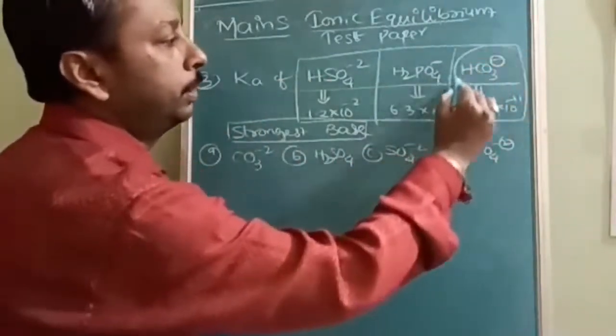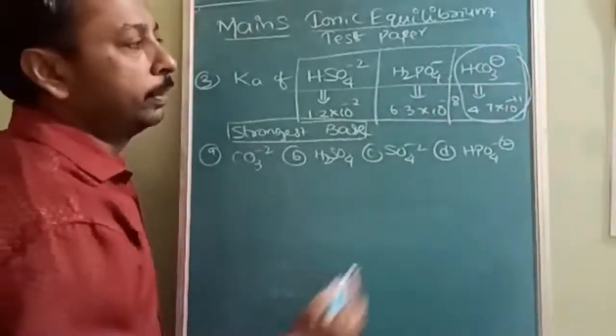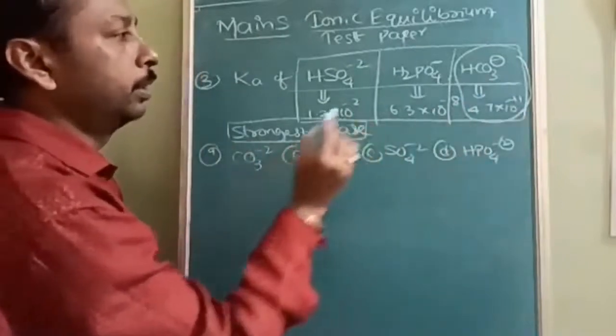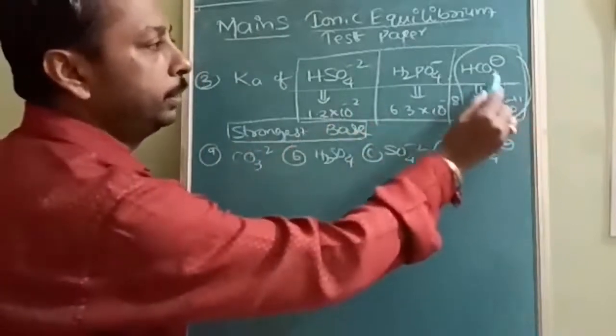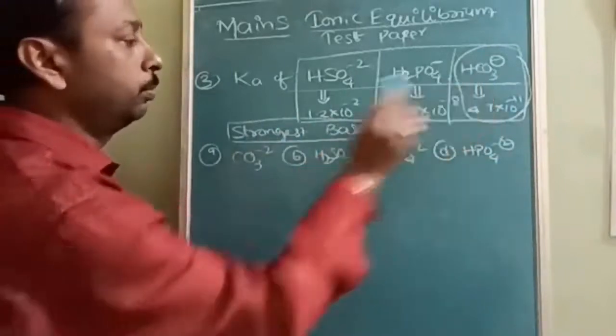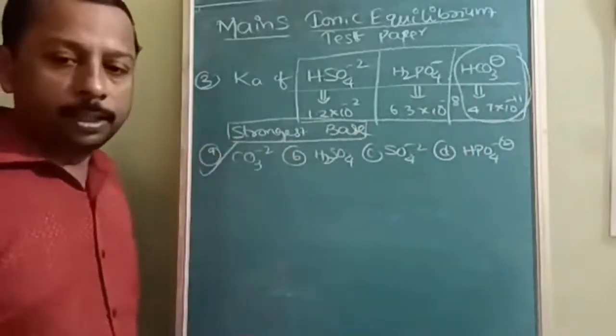Okay, so the weakest acid is this one because this is 10 to the power of minus 11. So the conjugate base of the weakest acid will be the strongest base. This is the weakest acid, and its conjugate base, that is CO3 2 minus, will be the strongest conjugate base. That's why option A is correct.